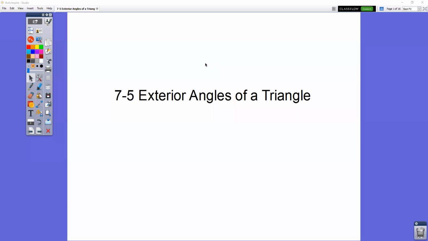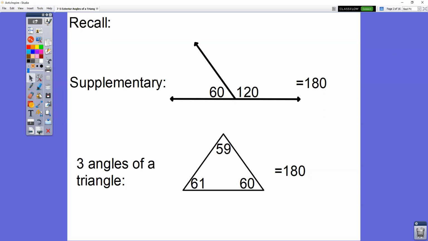So this is the lesson for 7-5. We're talking about exterior angles of a triangle. You do not know currently what an exterior angle is. We'll explain that in a second. The big thing today is you are going to be dealing with two topics that we've already talked about: supplementary angles and the three angles of a triangle.